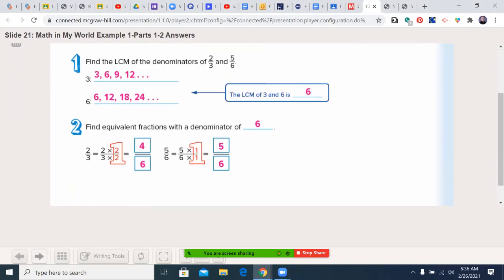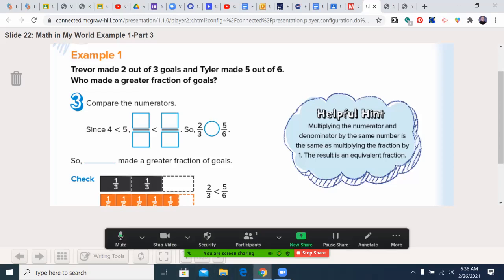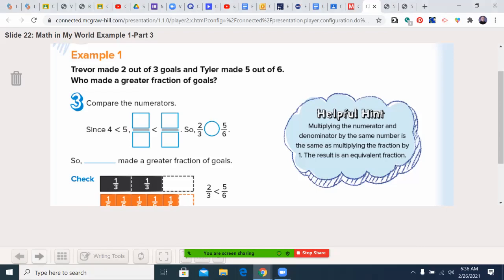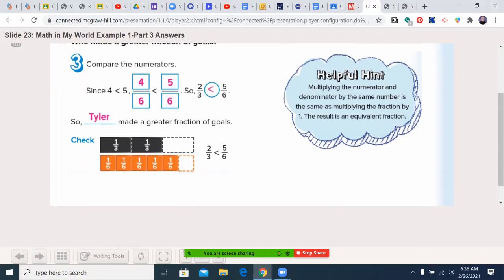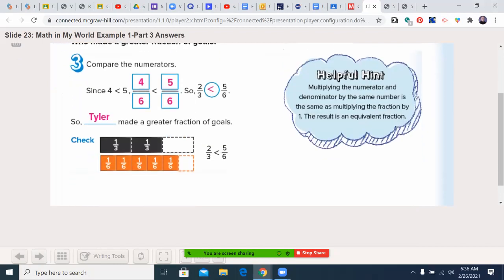You can see what we just did. So now we're to step 3. So let's do it this way. 4/6 is less than 5/6. So 2/3 is less than 5/6. Because 2/3 and 4/6 are the same. I trust you checked with your calculator, and now you know that. So it's less. And then going back to the problem, Tyler made a greater fraction of the goals.